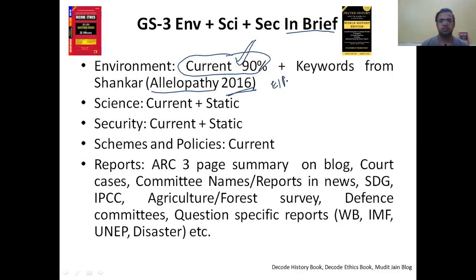Also, I guess EIA has been asked, which can be included in a semi-static current based topic. By the way, this keyword was present in the glossary section of Shankar book. So Shankar notes, spiral notes, printed notes. I did not write mains in 2016, but I was aware that this particular thing was mentioned in Shankar book. For science, again, it is a mix of static as well as current. Similarly, for security, schemes and policies, you are already aware that these are entirely current based.